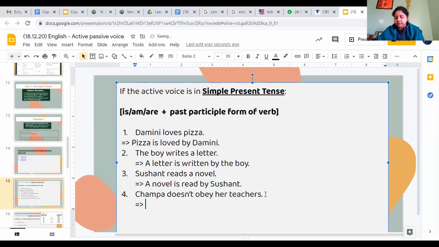Everyone, please send in your answers. Champa doesn't obey her teachers. Teacher, obey means? मतलब उनकी बात नहीं मानती है. This case is a little different. क्यों? क्योंकि इसमें negative आ रहा है. Does not obey. So there's a negative also. So you need to place the not, the negative word, in the passive form as well. उसको कहाँ पे लगाना है, कैसे लगाना है? Think a little bit. क्या हो जाएगा इसका? Champa doesn't obey her teachers.